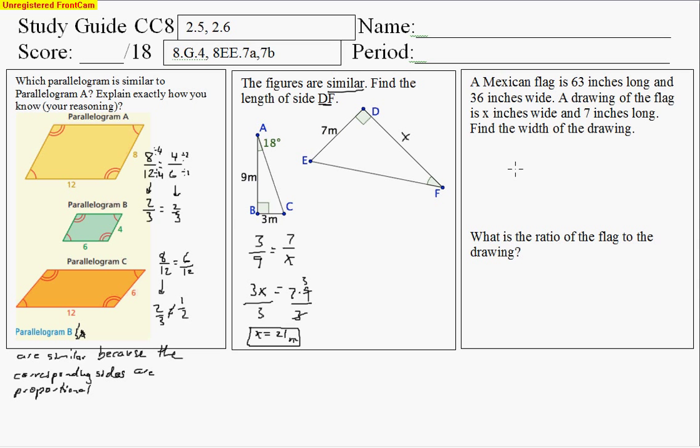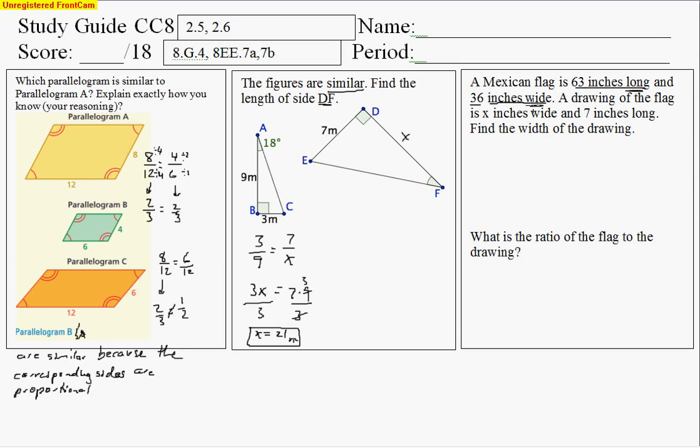And on this one it says the Mexican flag is 63 inches long. So that's going to be a key word there, long, because I need to set up ratios that are similar, and I want to make sure I get the numbers in the right spot. So 36 inches wide.